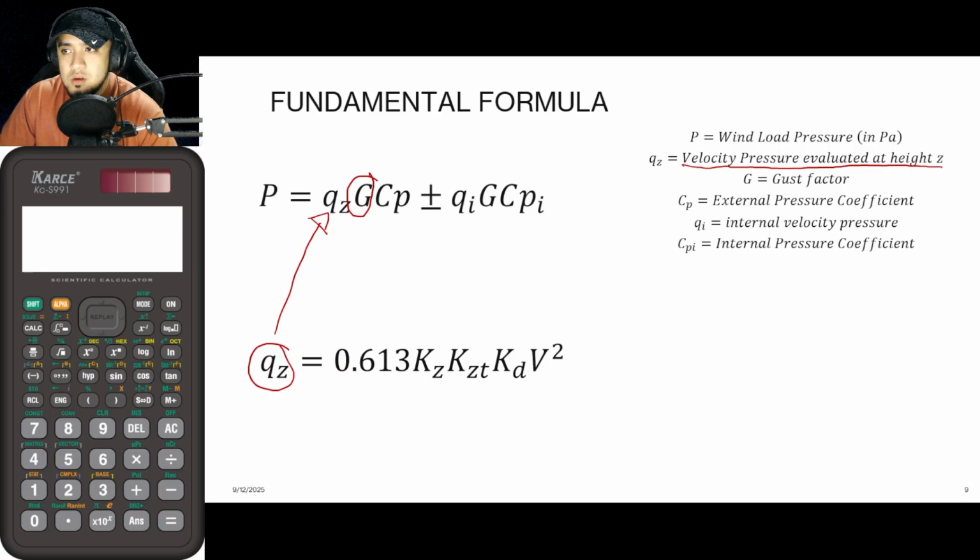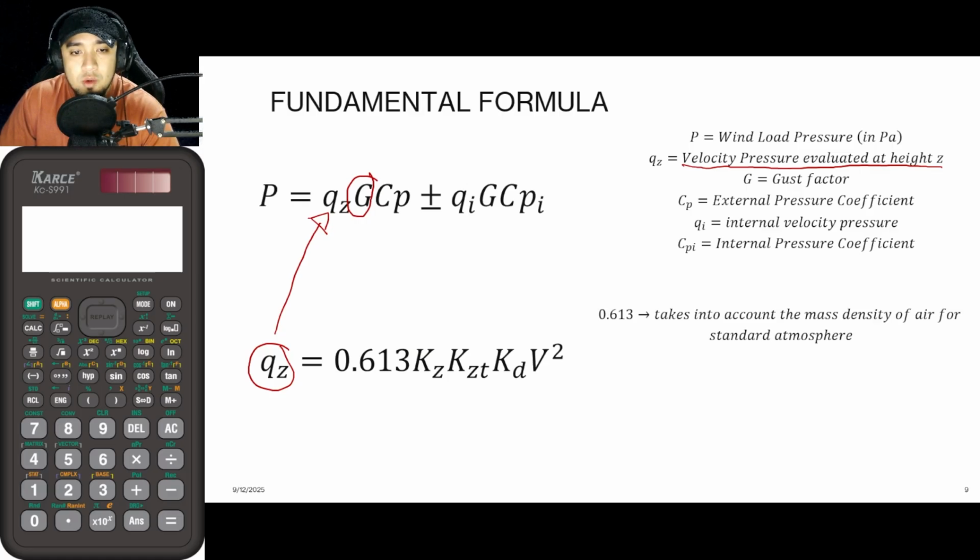So what is 0.613 in the first place? This takes into account the mass density of air for standard atmosphere, and in some cases, they call this the mass density coefficient. But take note that this 0.613 is used for metric units only, and if you would be making use of English units, you would be using the value 0.00256, I think. So let us check that later on.